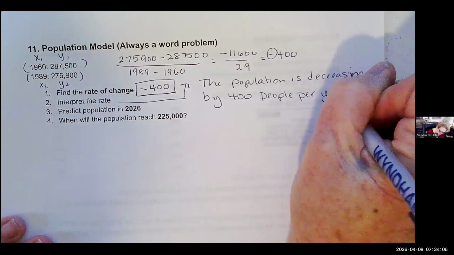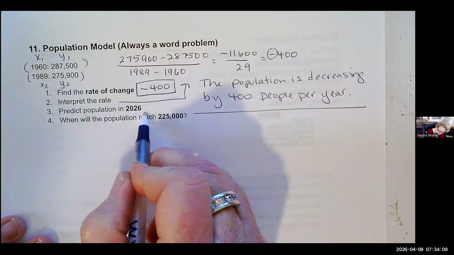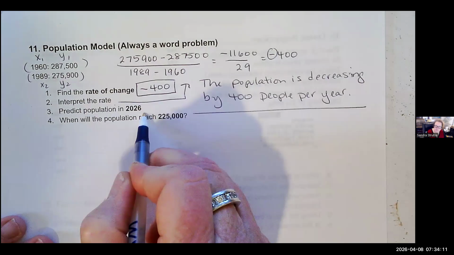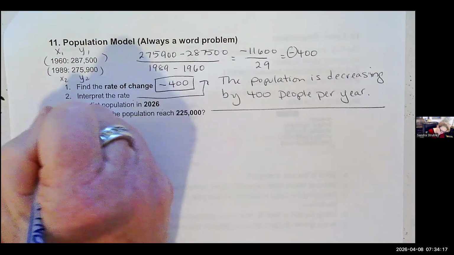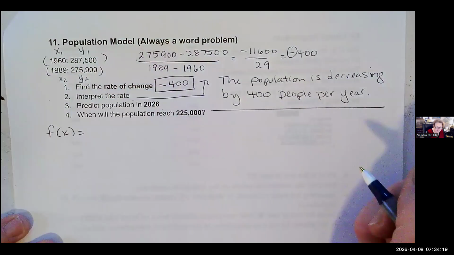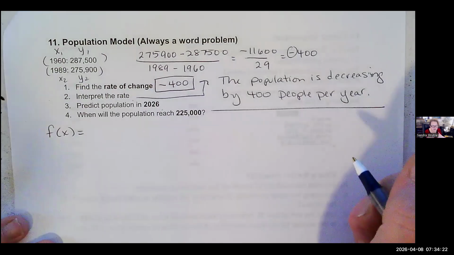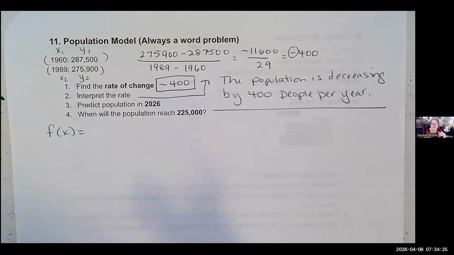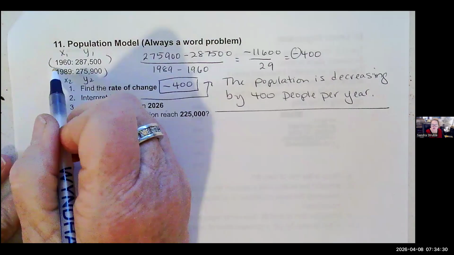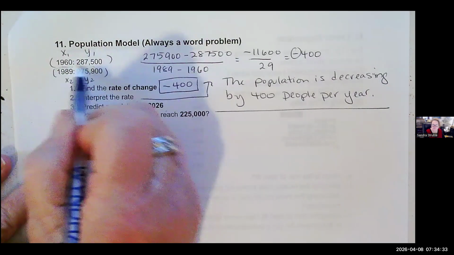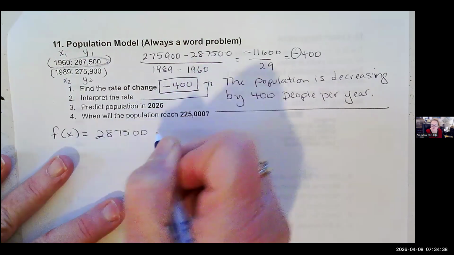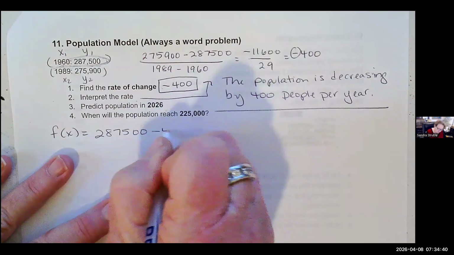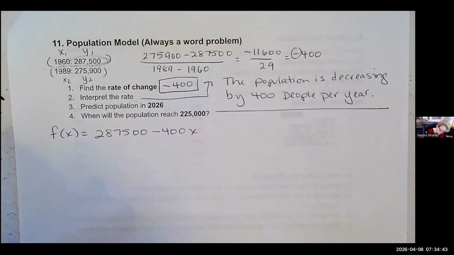Predict the population in 2026. Well, to do that, I need to write a formula. So f of x equals, now I said whenever we do word problems to always start with b plus or minus mx. So what would my b be? What would my initial value be? My initial value is always the earliest value we have. And the earliest value we have is the 287,500, but it's decreasing by 400 per year. There's my function.